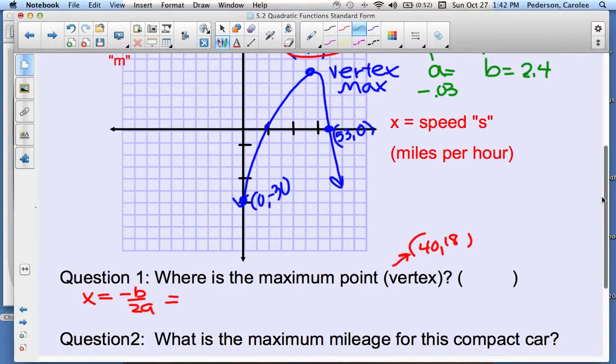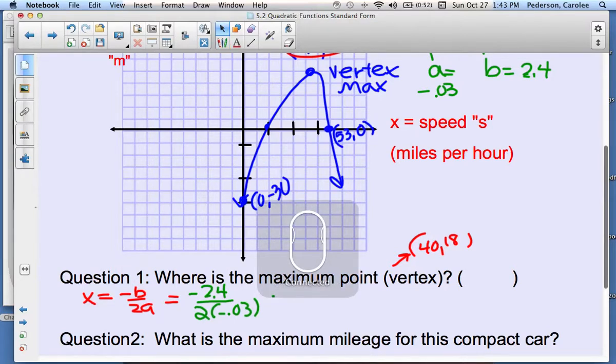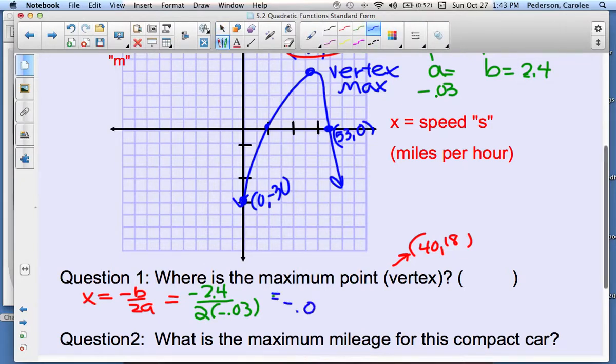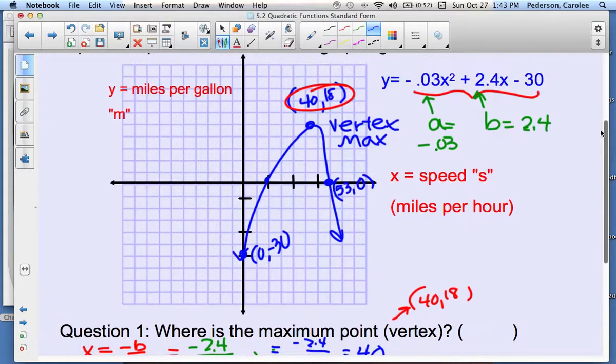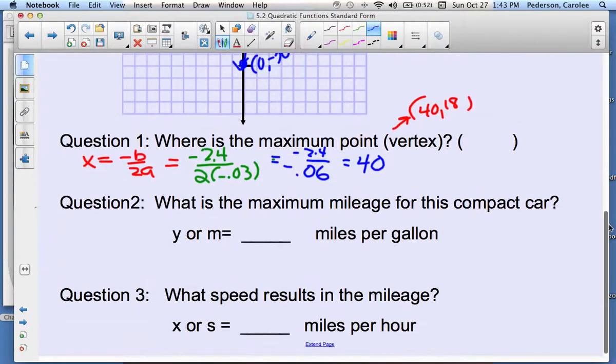We're going to use that formula. Opposite of b, so negative 2.4 over 2 times negative 0.03. Now we're going to use our calculator. 2 times 0.03 with a negative. Negative 0.06. And then negative 2.4. So negative 2.4 divided by negative 0.06 is 40. Did that show up on our graph for our x value? Yes.